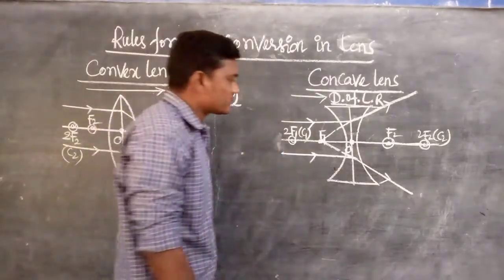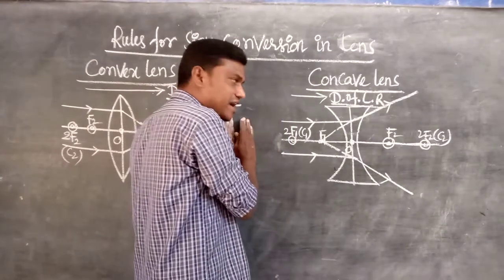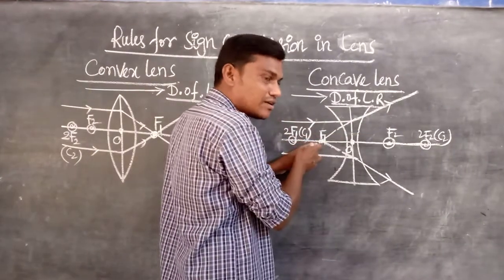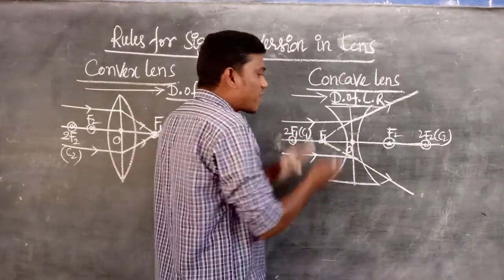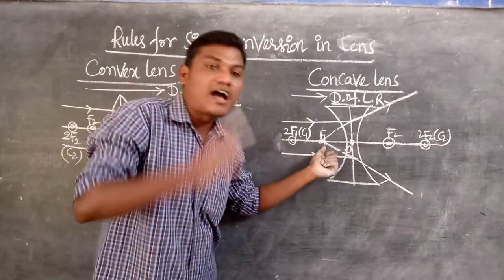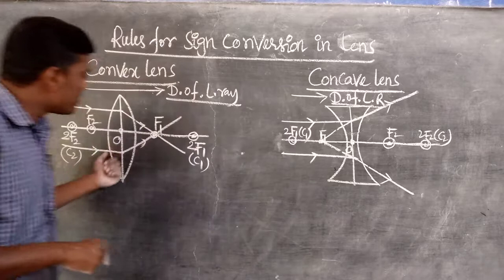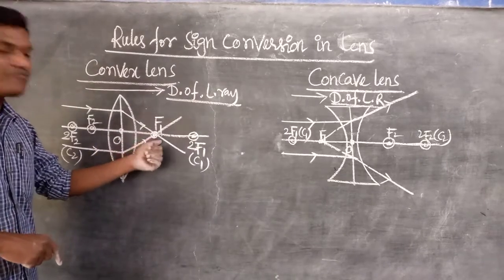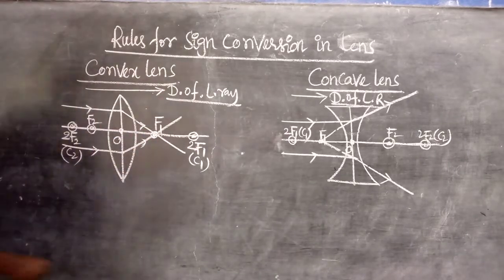But here the object is on the left-hand side, and the image is also forming on the same side as the object. That's why, here, among F1 and F2, which focus is considered? We consider F1 only. F1 on this side. That's why you are observing this.